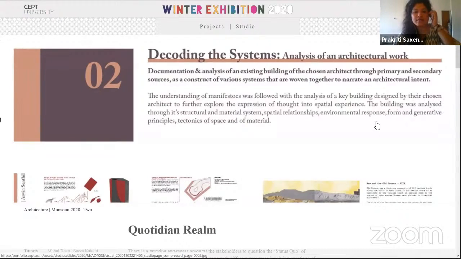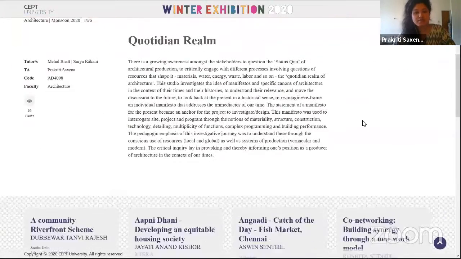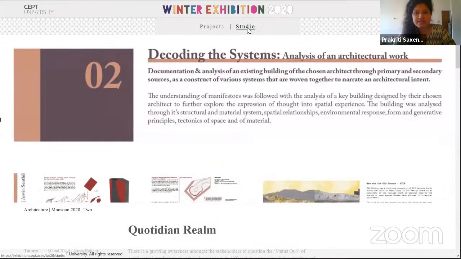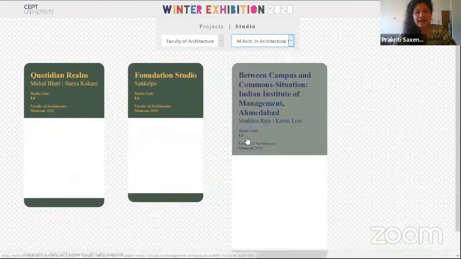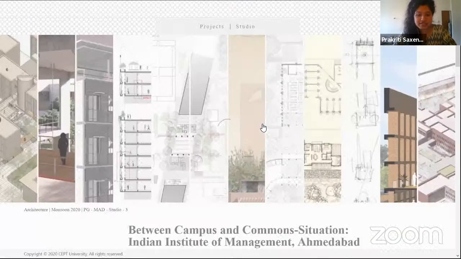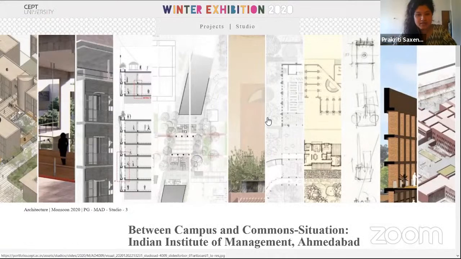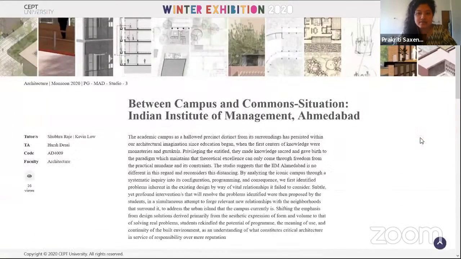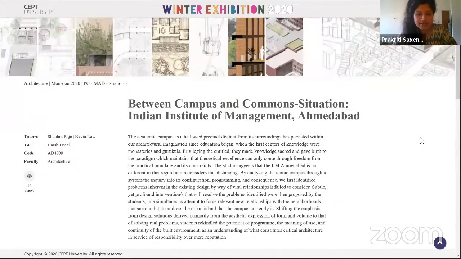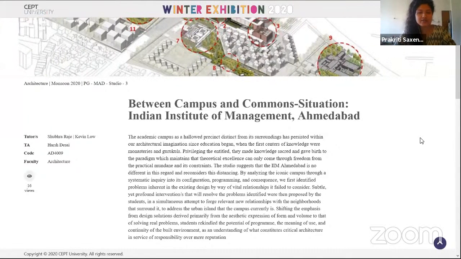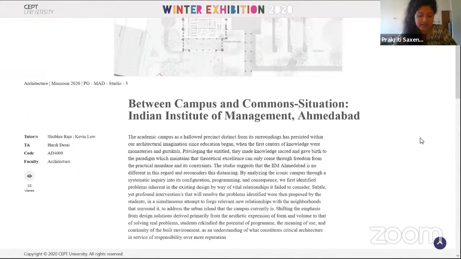All right, so just to wind up a little bit faster, I'm just going to run you through our third studio titled Between Campus and Commons. And since Amod is here, Amod will be taking you through in a little bit more detail about the studio and a couple of the projects. This studio was conducted by Shubhra Raje and Kevin Lowe. I'm just going to read out the introduction in the beginning.